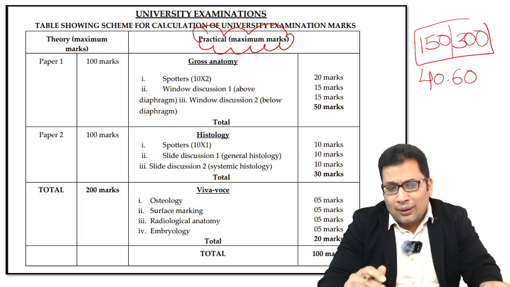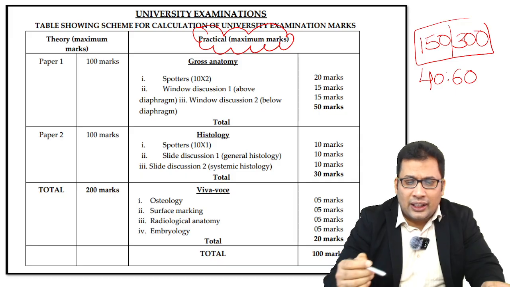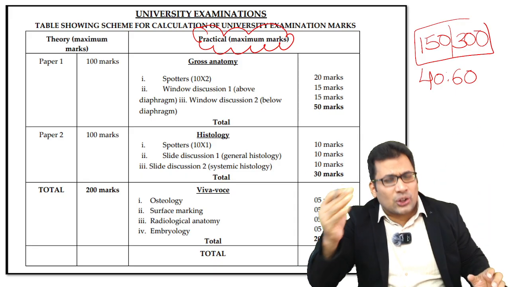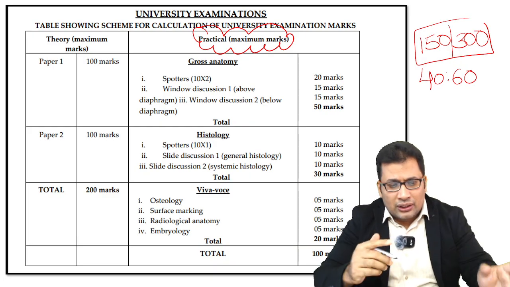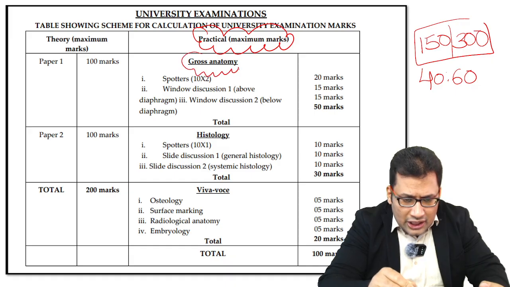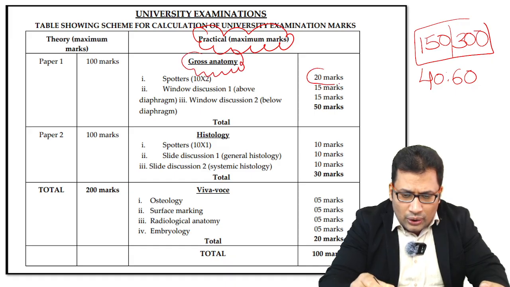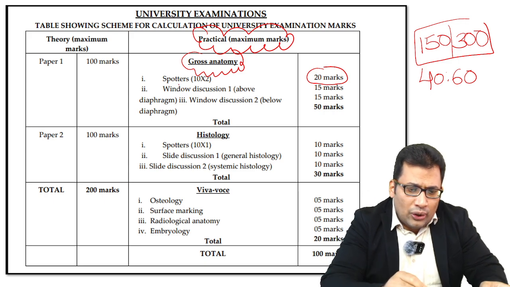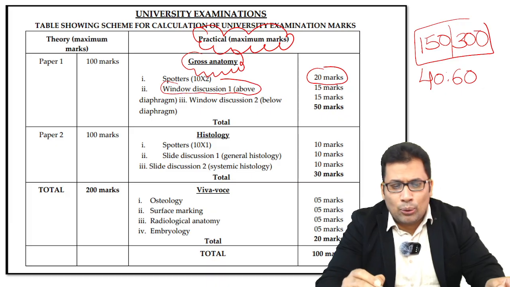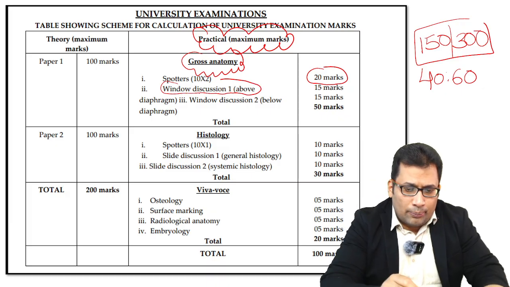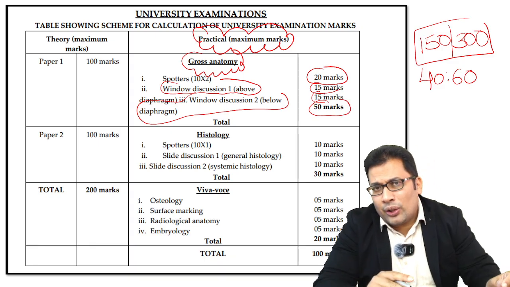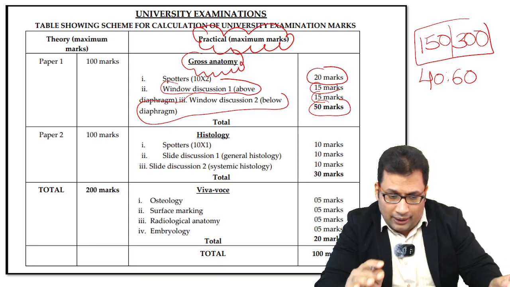The practical exam is again divided into general anatomy, general histology basically, and the viva-voce. In general anatomy, as per RGUHS guidelines, spotters are 20 marks. So there are 10 spotters. Window discussion, that is above the diaphragm 1, and below the diaphragm 2. So 15, 15, so it is around 50. Gross anatomy is very important in your practical exam, around 50 marks.